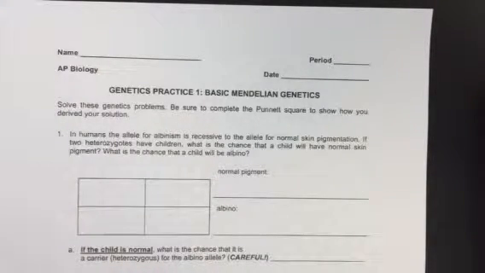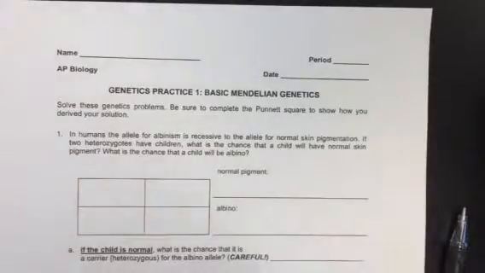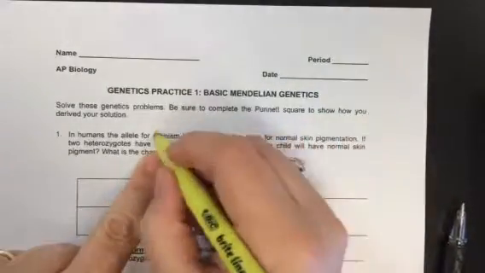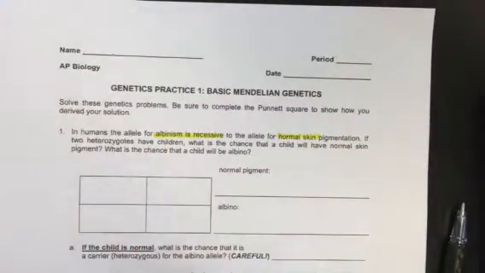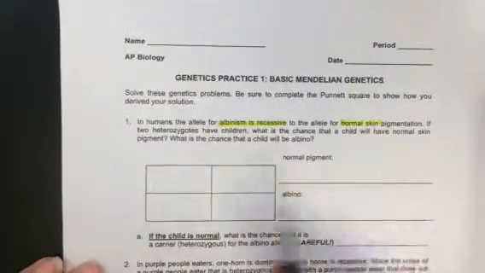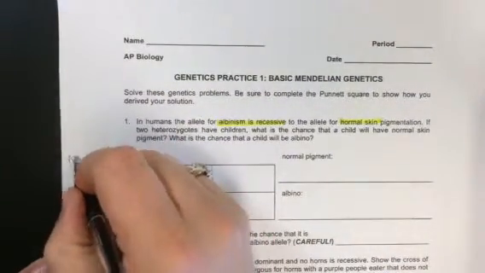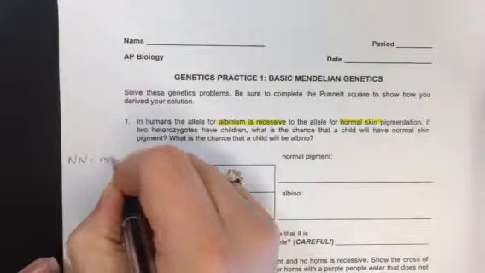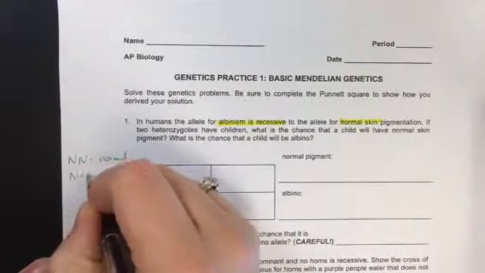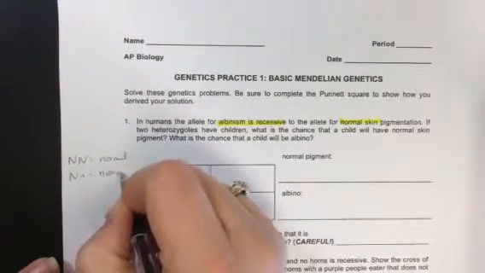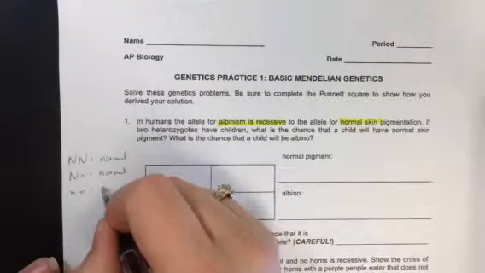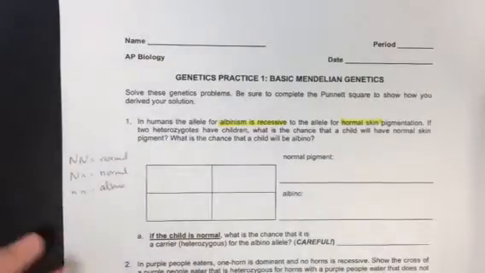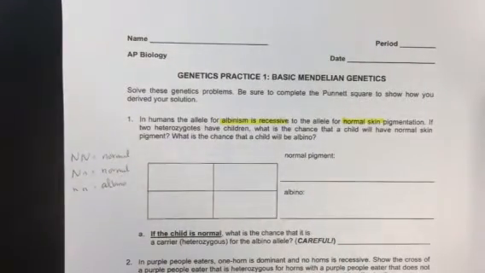Tradition is to go with the dominant trait. The albino is recessive, which means normal skin must be the dominant, so I'm going to use the letter N. To help me out, I'm going to make a little key on the side. Big N would be normal, big N little n would also be normal, my heterozygous, and then my homozygous recessive, little n, would be albino, just so I know which alleles I'm working with.